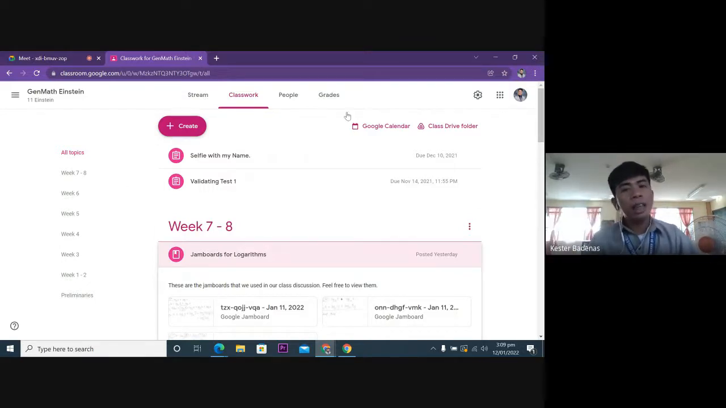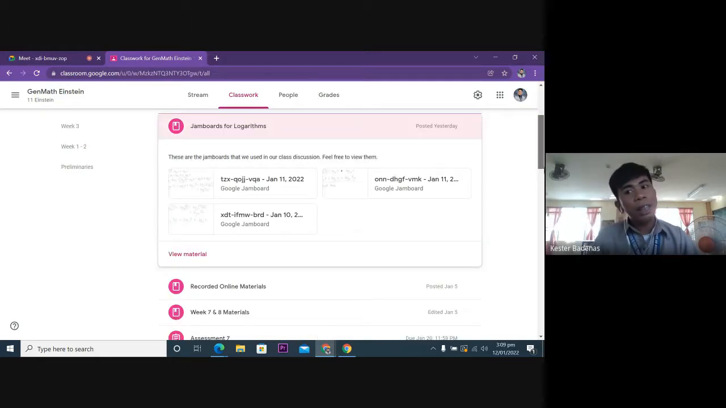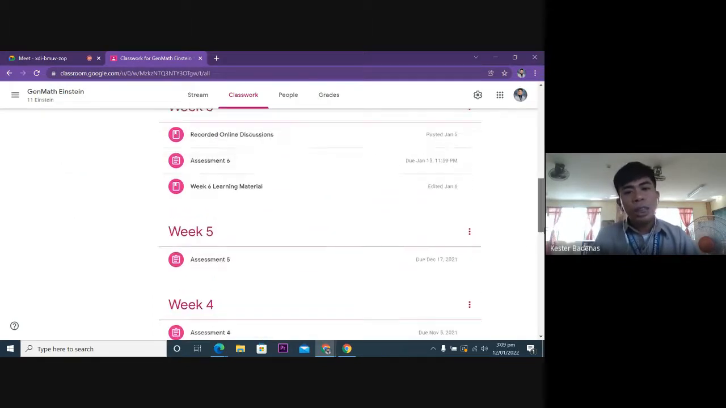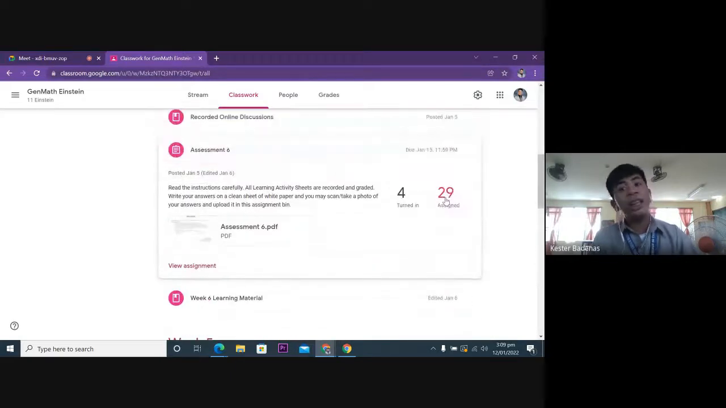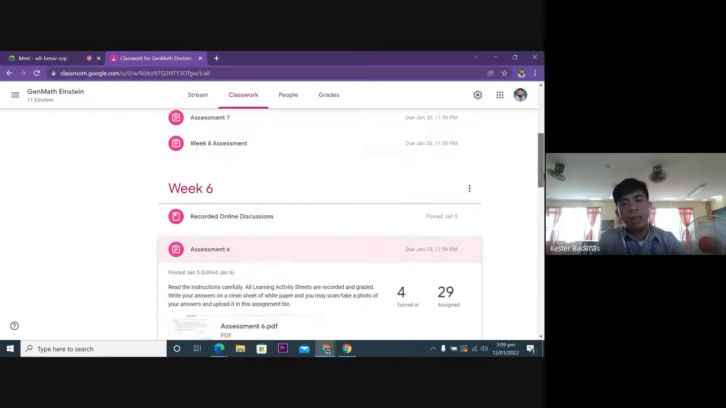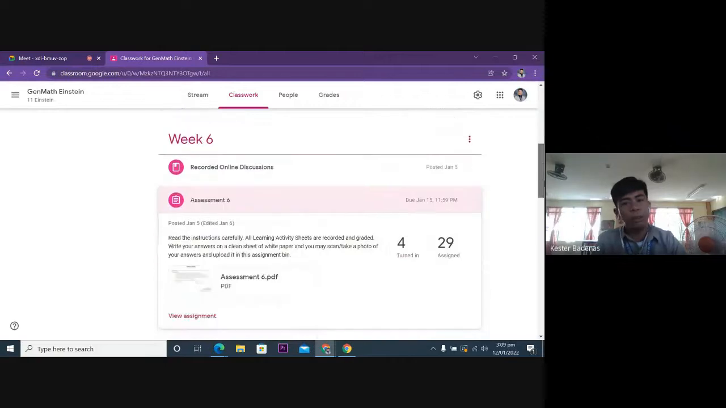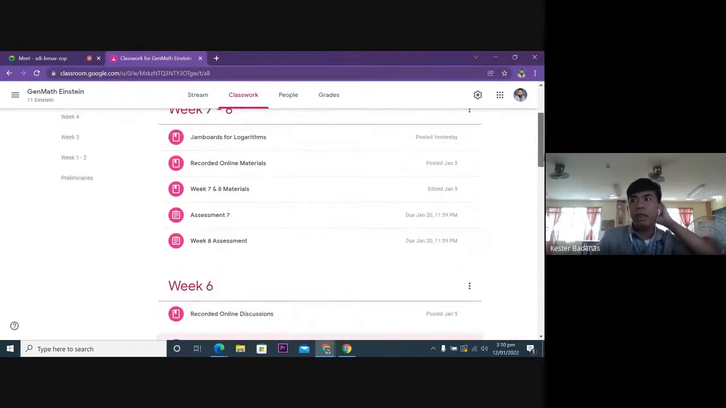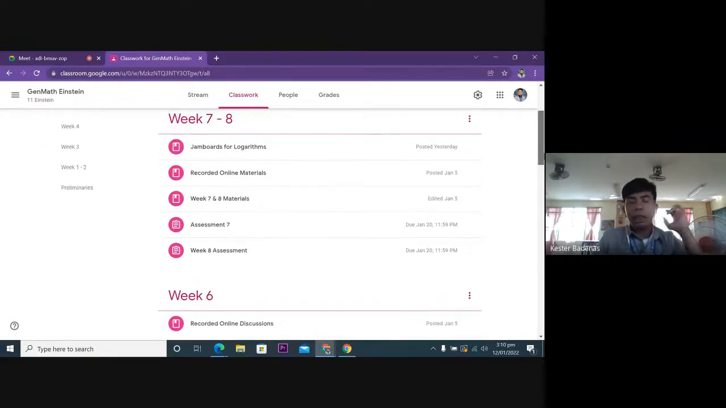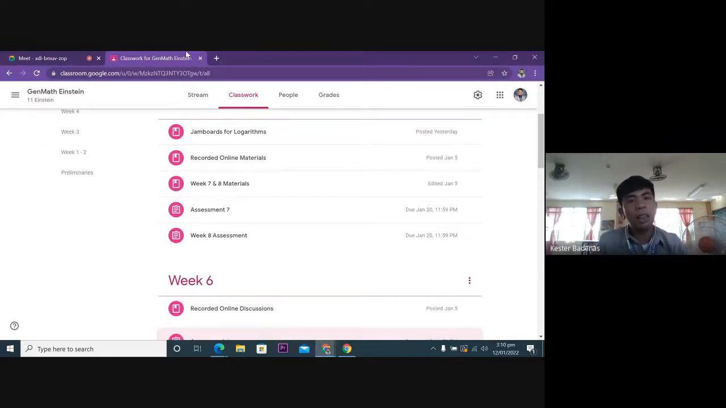Tapos, reminders lang, sa mga hindi pa po nagsasubmit ng ating week 6 assessment, tambak na tayo. 4 na lang ata, 29 pa ang hindi nakapagsasubmit. Kailan ba deadline nito? Sa Friday pa naman, pero class, submit nyo na ha. Kasi by January 20 may deadline kayo ulit. Okay? So, 2 na naman yan by next week. Madadagdagan by 27.